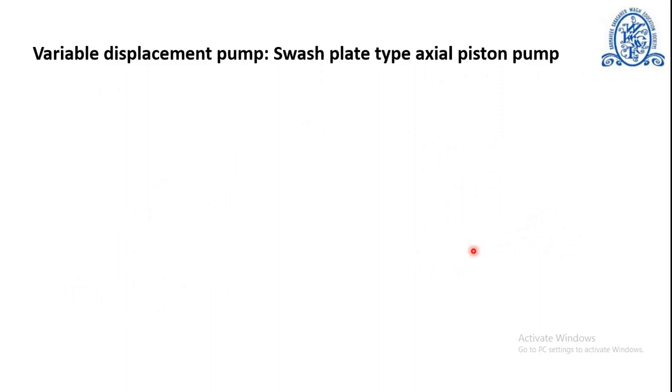In a variable displacement pump, the displacement, that is the amount of fluid pumped per revolution of the pump's input shaft, can be varied while the pump is running. The swash plate type axial piston pump is a very common example of a variable displacement pump.